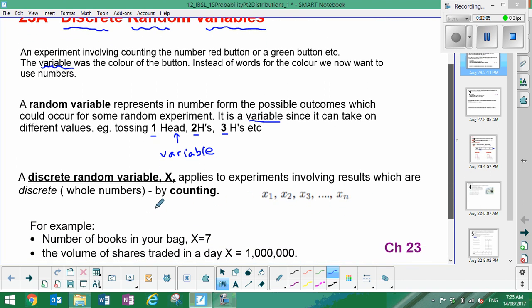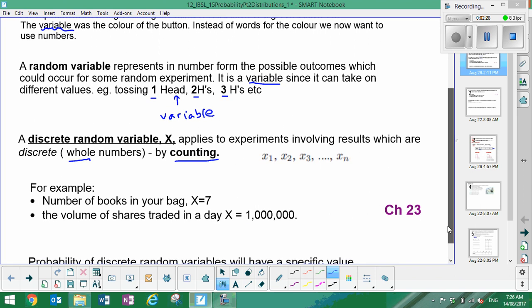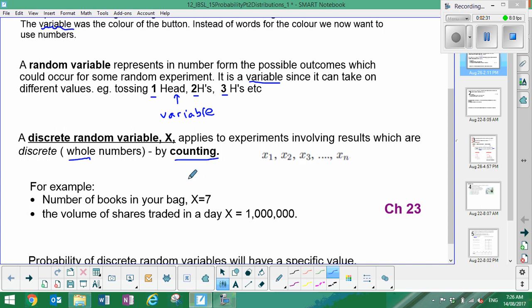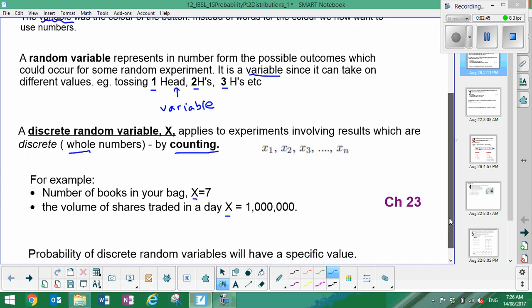So a discrete random variable x, there's our notation, applies to experiments involving results which are discrete. That means they're whole numbers. And we get that by counting. So we could have different values for x, x1, x2, x3, up to, in this case, how many times we tossed our coin. Other random variables could be the number of books in your bag. So x is the number of books, and that might be 7 books. X might be the number of shares traded on a day. Anything involving counting, that's what chapter 23 is about.